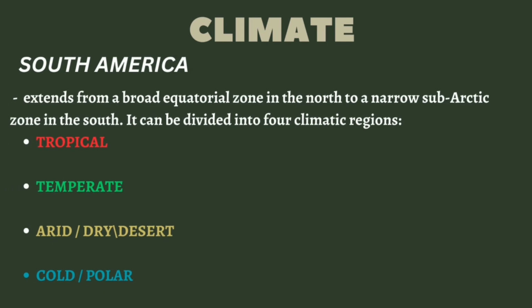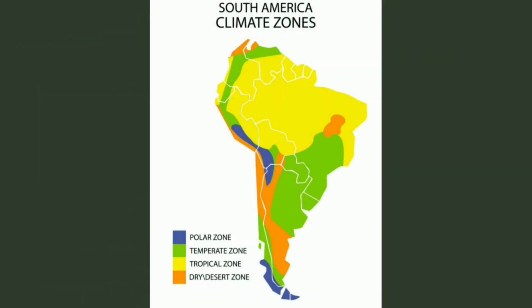So in the next slide, we will see South America's climate zone map. Here we can see the classification of the map: the blue color is the polar zone, the green color is the temperate zone, the yellow color is the tropical zone, and the orange color is the dry desert zone or the arid zone.